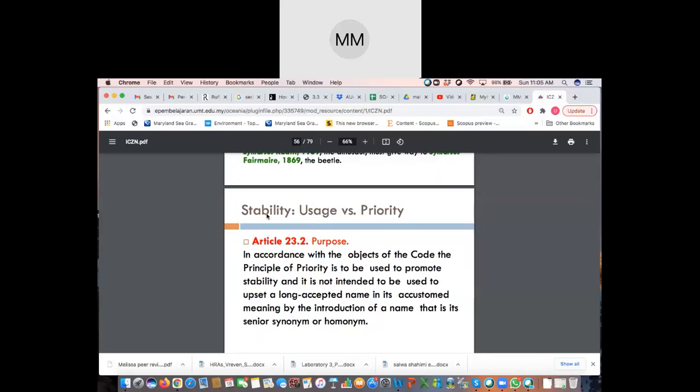Then we come to a case of stability. So where is it about the usage or the priority? I've always been emphasizing that priority should be given priority. But sometimes there are cases where the usage is so frequent that we might actually have to give way to usage rather than priority. So this is where Article 23.2 comes with purpose.